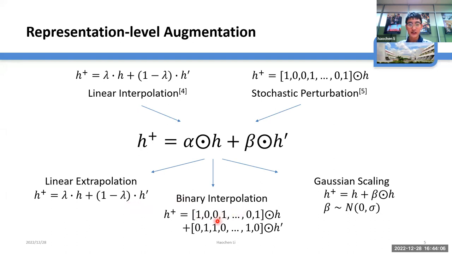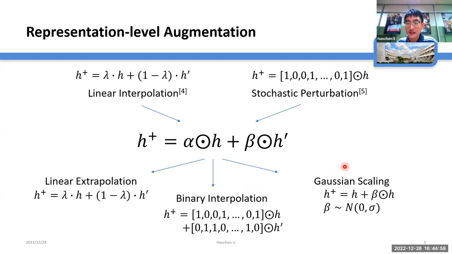And binary interpolation is something similar to stochastic perturbation. We also generate two mask vectors. And you can see that one property of these two mask vectors is that they are mutually inhibited. For example, for the first mask vector, if a position is one, then the corresponding position of the other mask vector should be zero. And we could interpret this equation as totally swapping the features of the noisy representation H prime into the original representation H. This is the so-called binary interpolation.